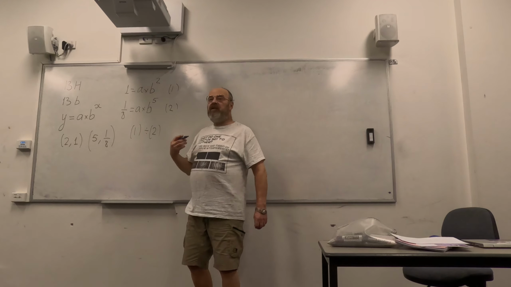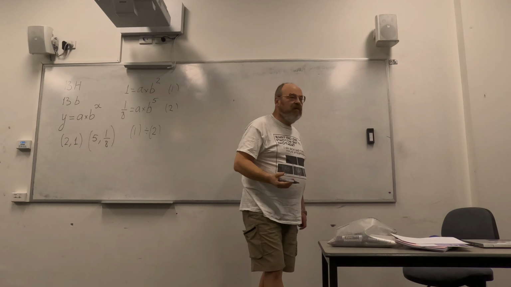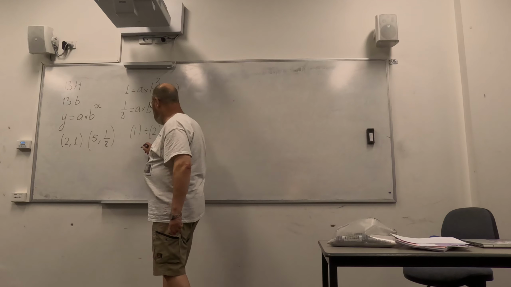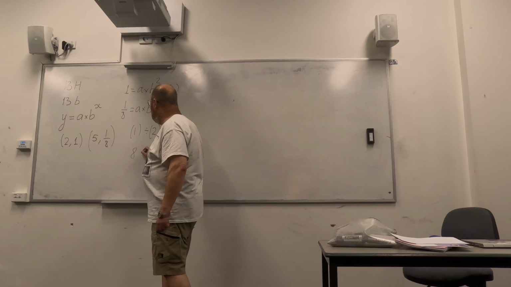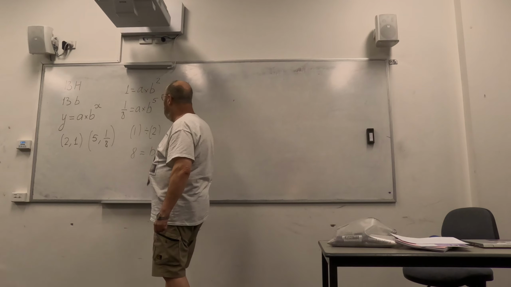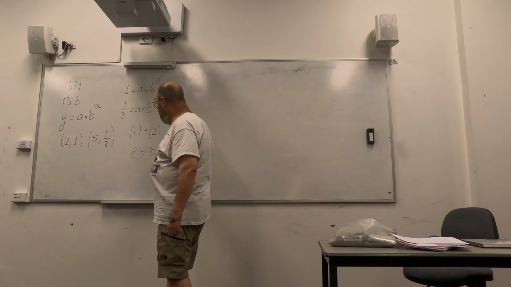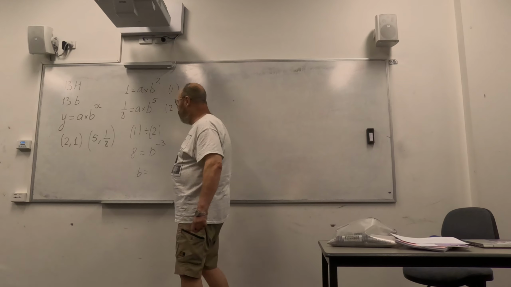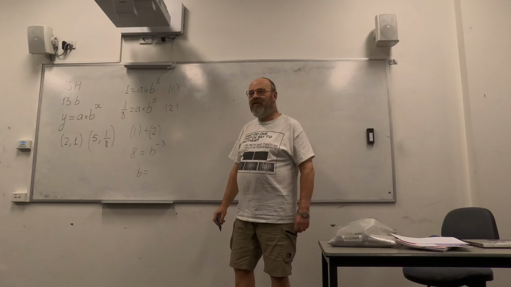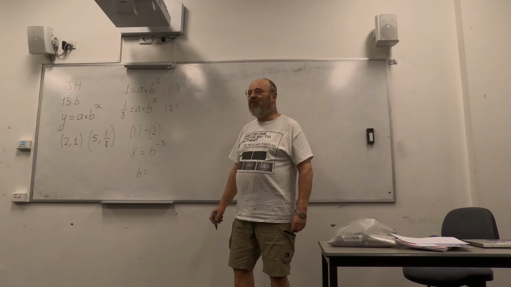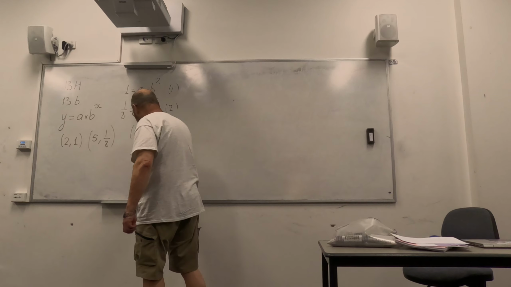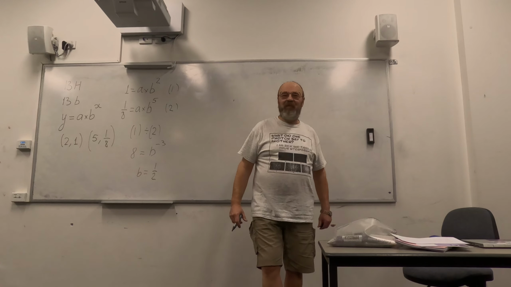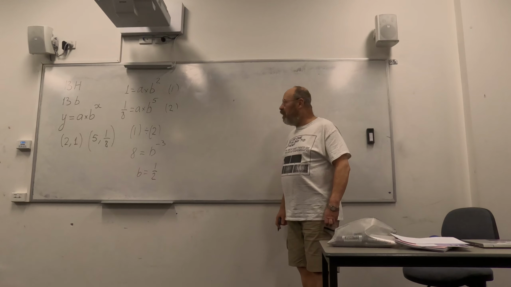Why are we doing that? Because in this way we will eliminate a. When we divide, a will cancel out. So 1 divided by 1/8, we get 8 equals b to the power of negative 3. So what will b be equal to? One half. It will be 1/2. If it were b to the positive 3, then b would equal 2. Because it's negative 3, b equals 1/2.